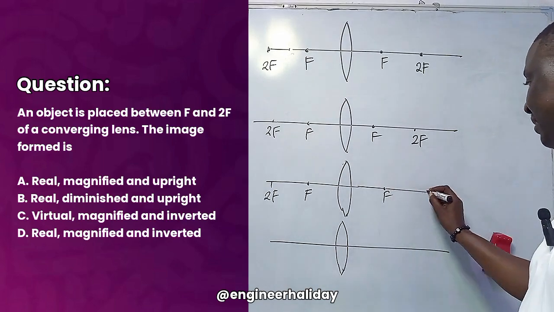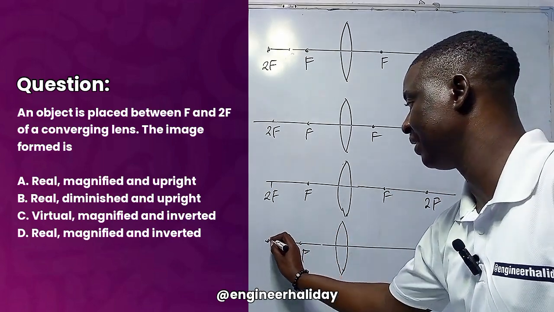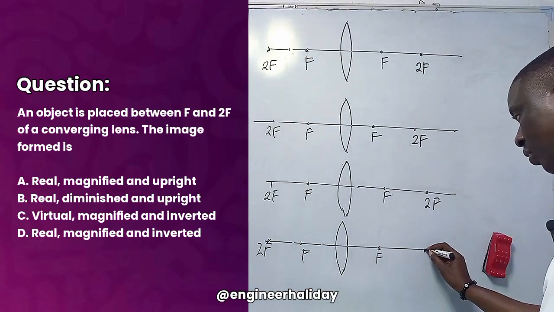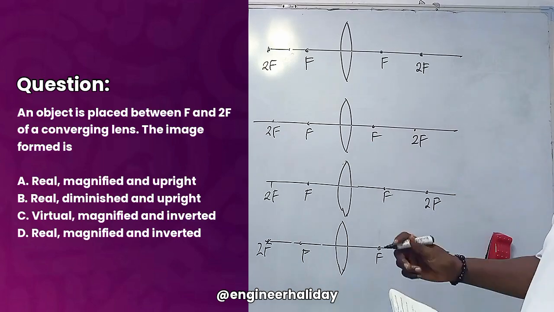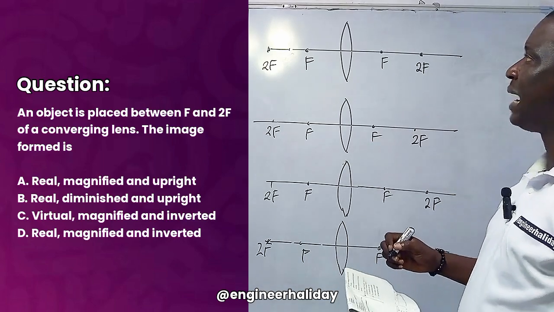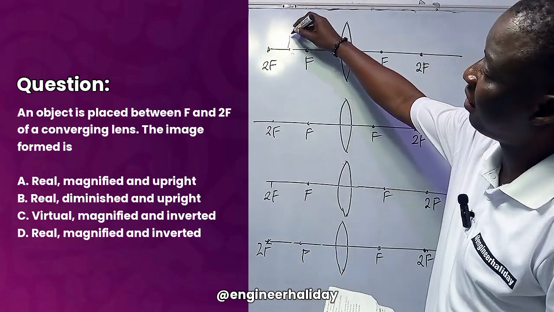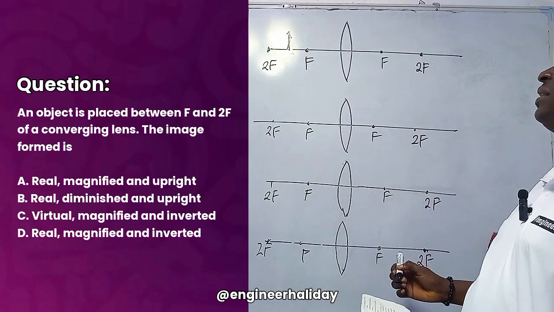Now, I want to show you different things and use the opportunity to show you more of what you have seen here. If we place the object between F and 2F, that is the object there.